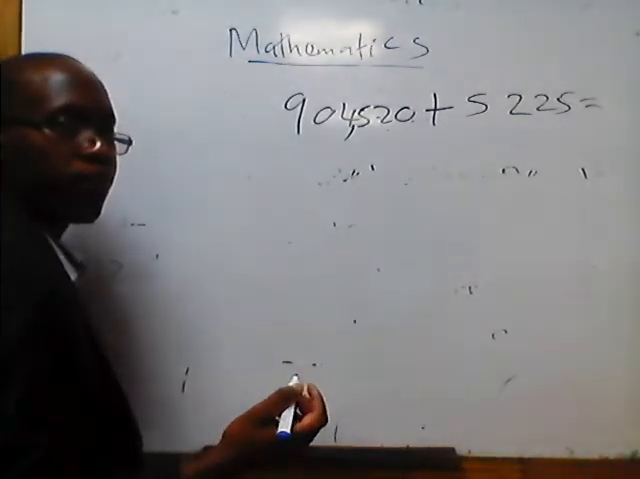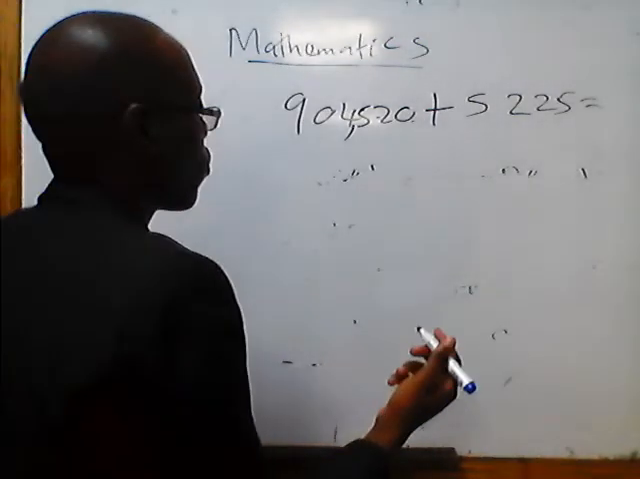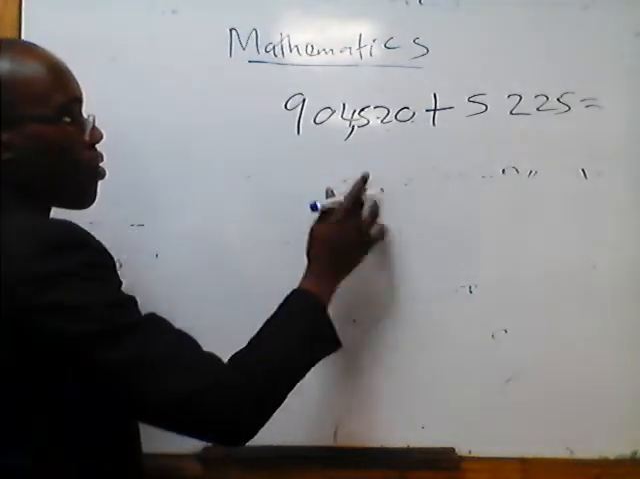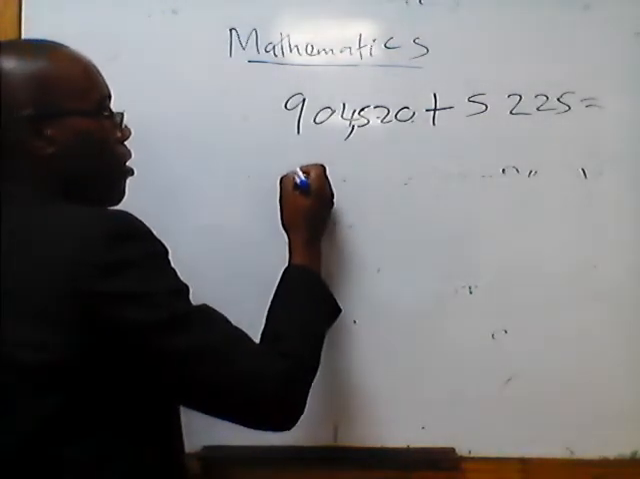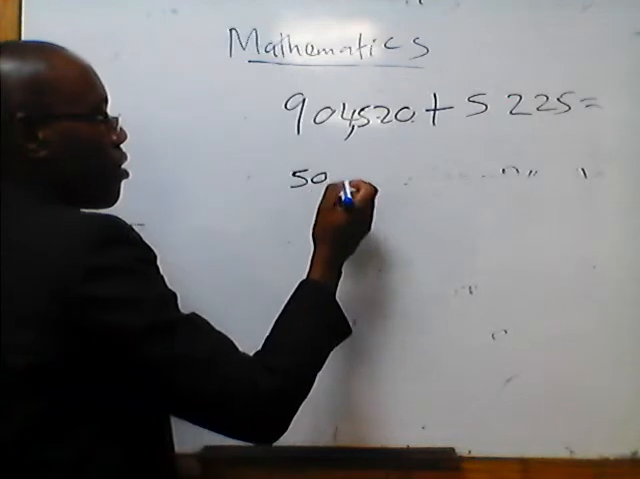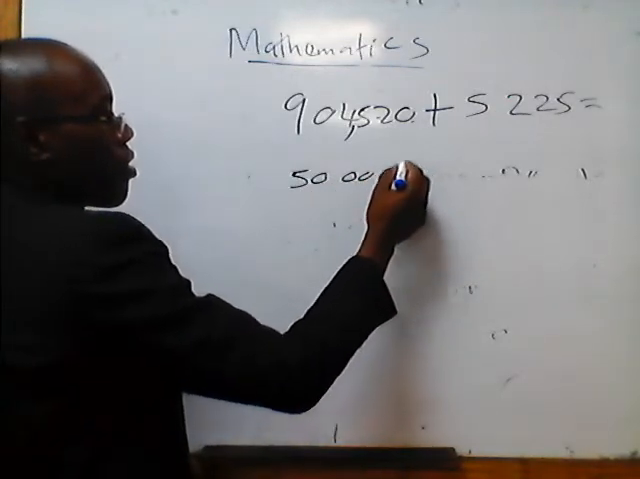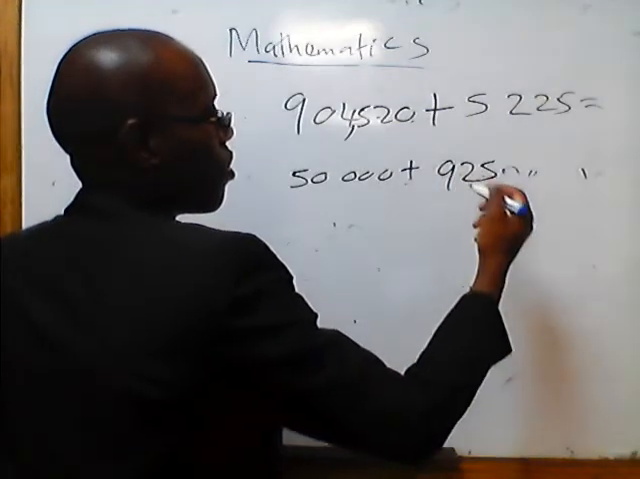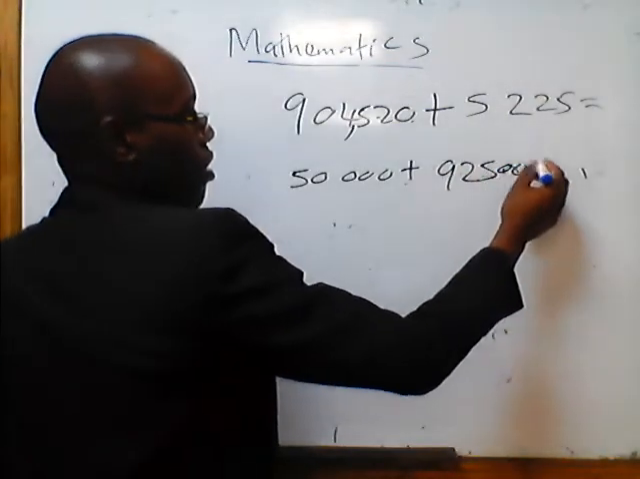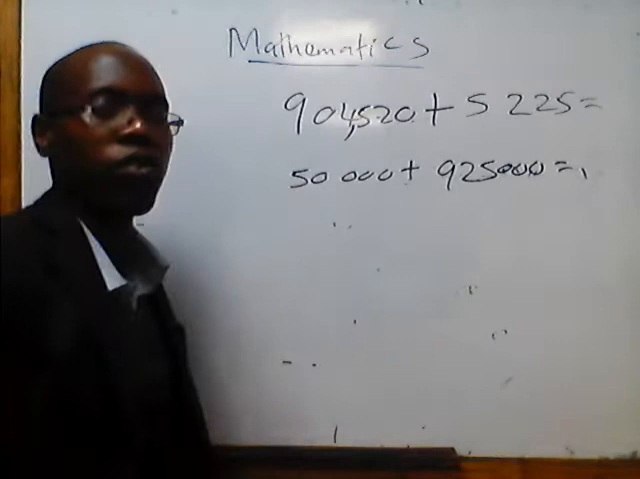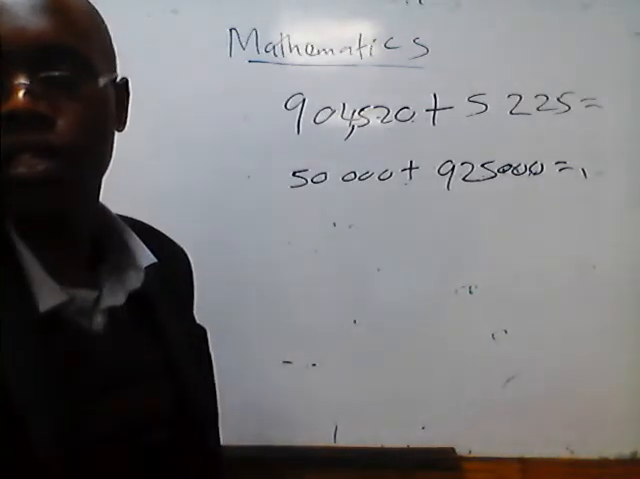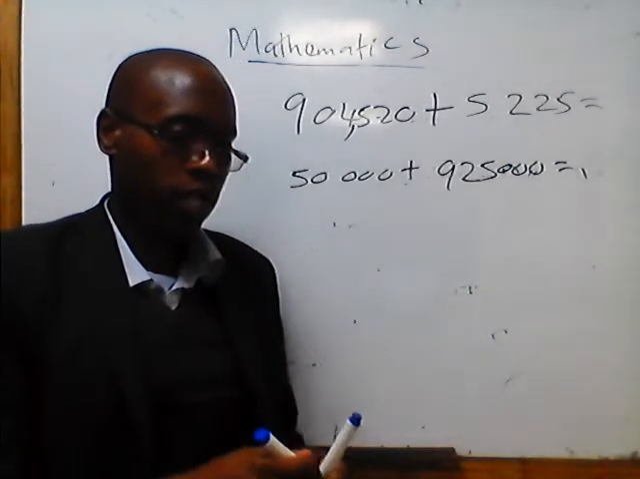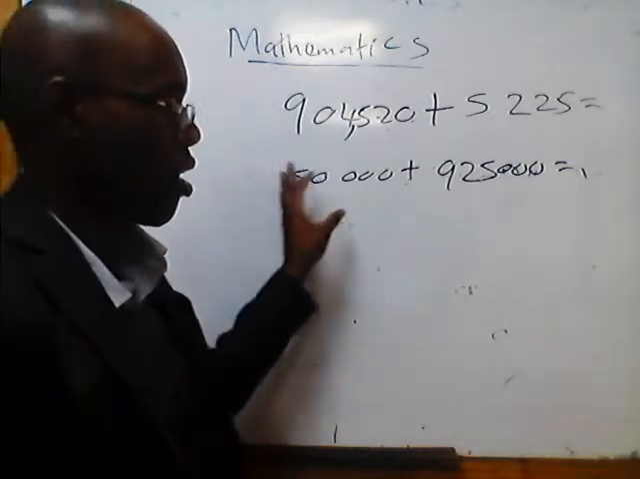And then you are going to have a question like this: 50,000 plus 925,000. So you just do the computation using the calculator. So those are the basics of addition.